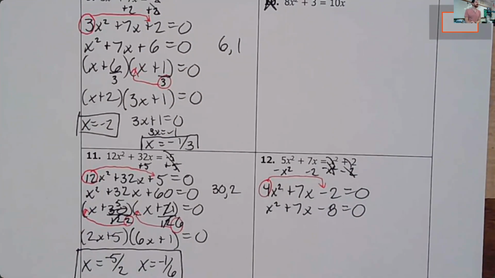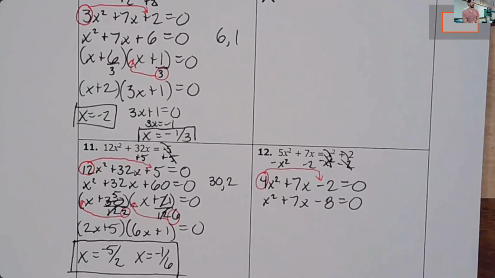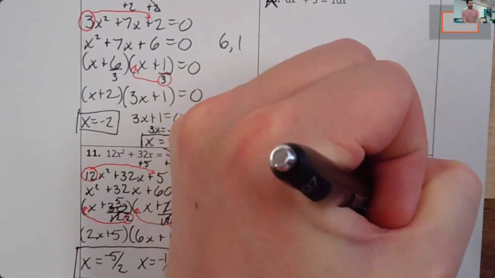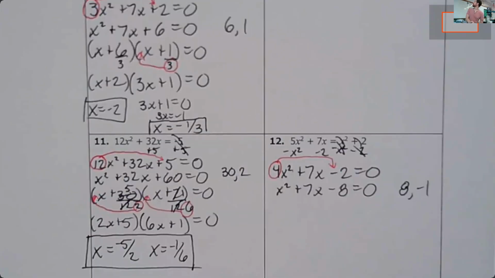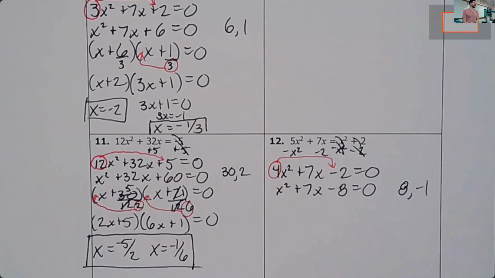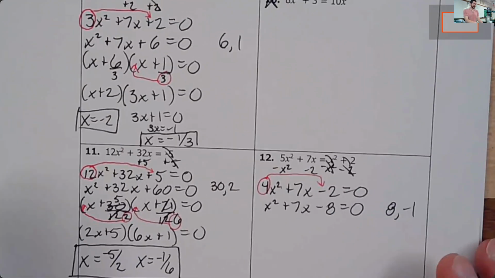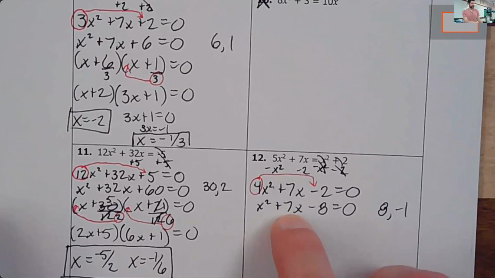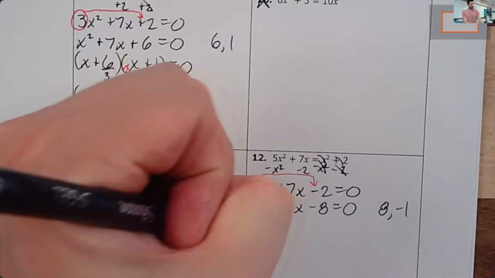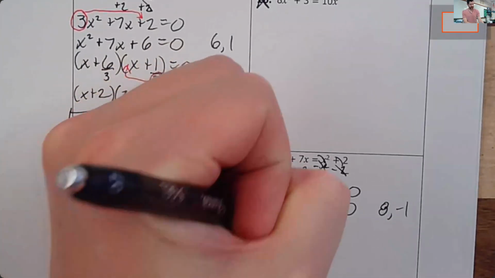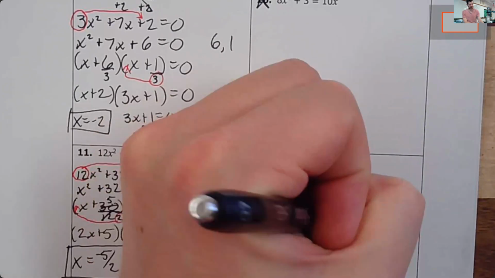So what two numbers would multiply to negative 8 and add to 7? Oh, I think I see what happened. They're adding to positive 7. So we're going with positive 8 and negative 1 instead. Because negative 8 and 1 would be negative 7 if we added, so we need a positive 8 and negative 1. So that'll be x plus 8 and x minus 1 equals 0.